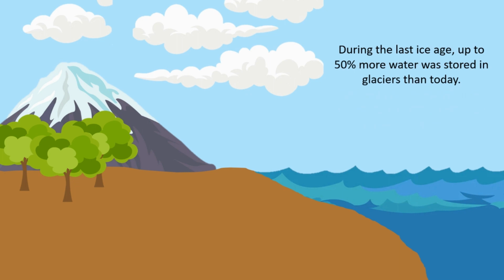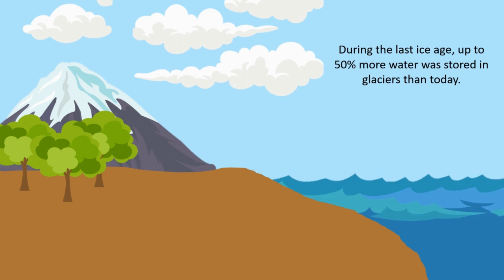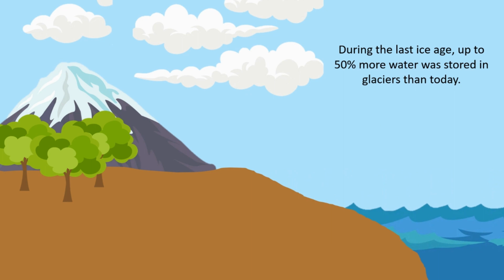During the last ice age, up to 50% more water was stored in the form of glaciers than it is today. And because more water was tied up as ice and less as liquid, at that time, the sea level was about 100 meters or about 300 feet lower than it is today. And in addition, a jump in sea level rise has been observed over the past century as Earth warms and ice caps and glaciers melt further.